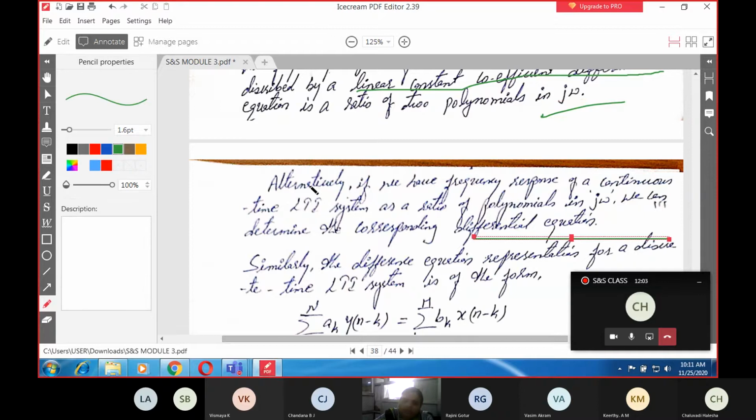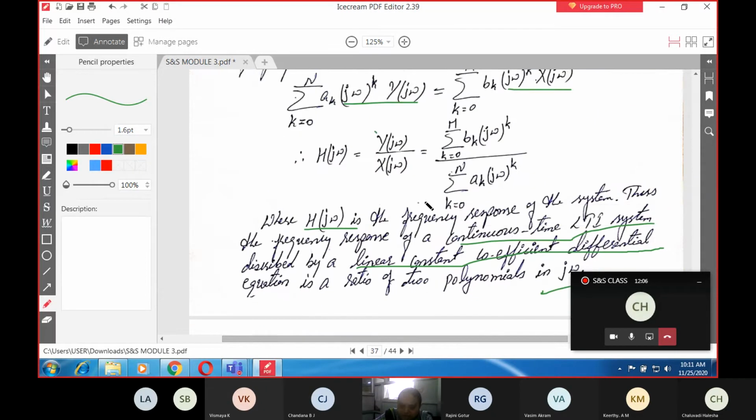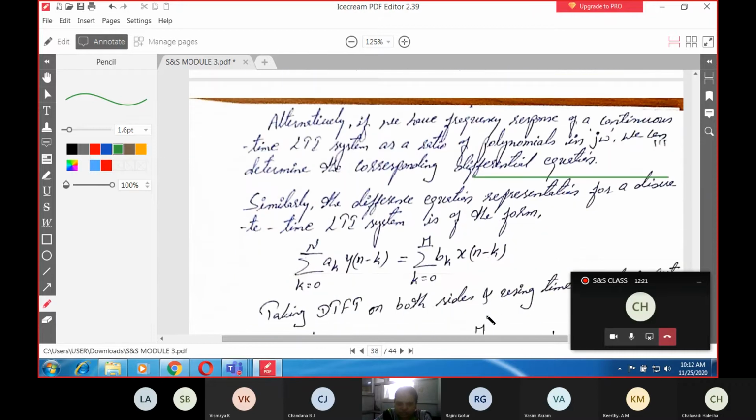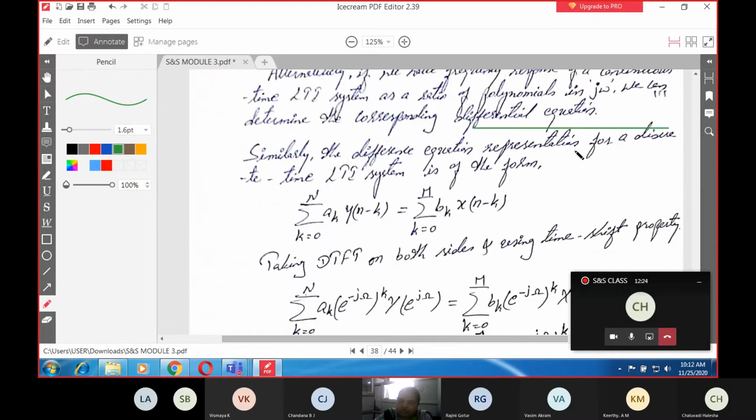If we know the relationship between the output and the input, the frequency response, I can find the frequency response of the whole system in which you perform some operations, right? In the same way, the difference equation representation for a discrete time LTI system is given as summation k equal to 0 to N, a_k y[n minus k], equal to summation k equal to 0 to M, b_k x[n minus k].